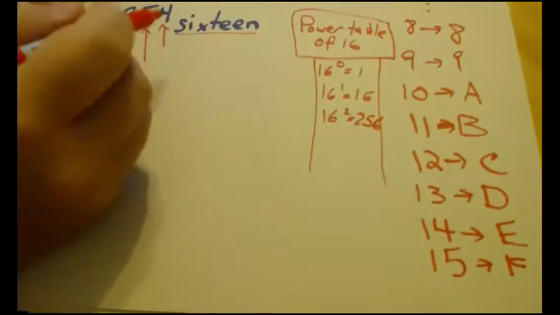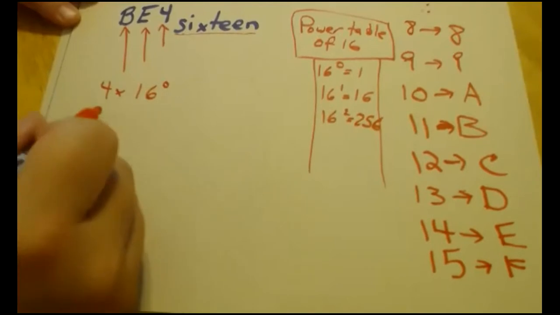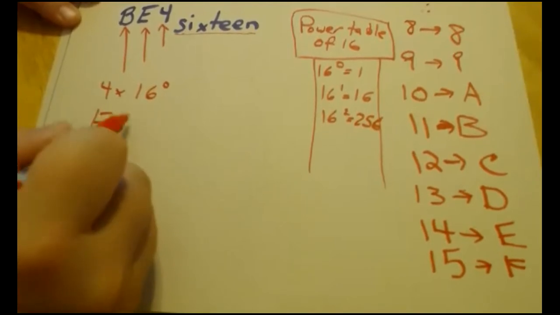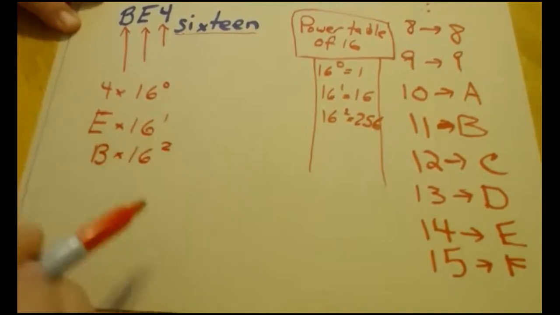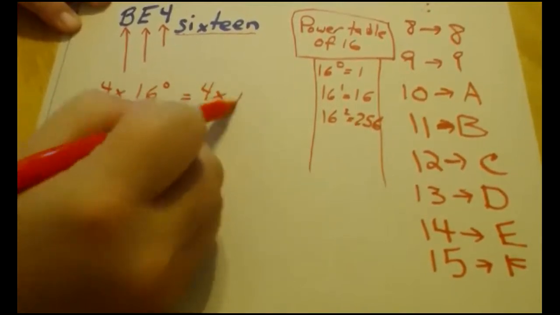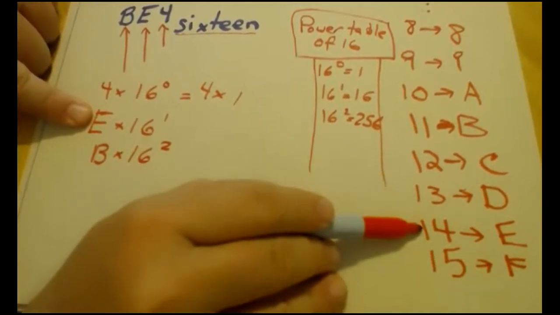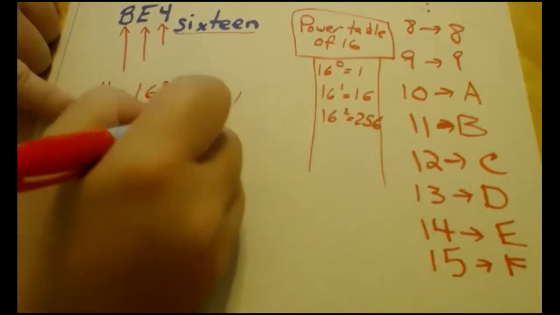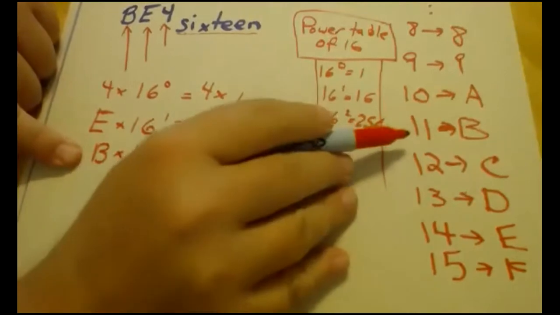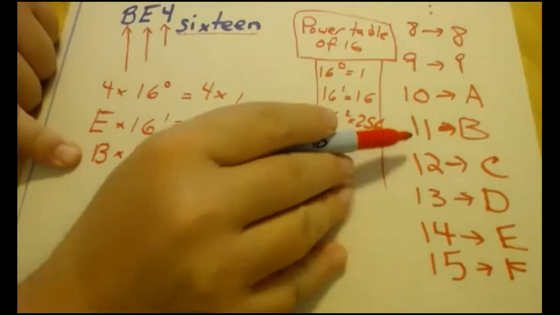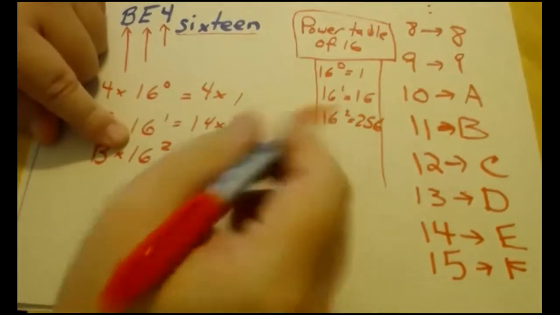So this is 4 times 16 to the 0. This is E times 16 to the 1. And this is B times 16 to the 2. That means 4 times 1. This means E, which is 14. And this means B, which is 11. And 16 squared in my power table is 256.